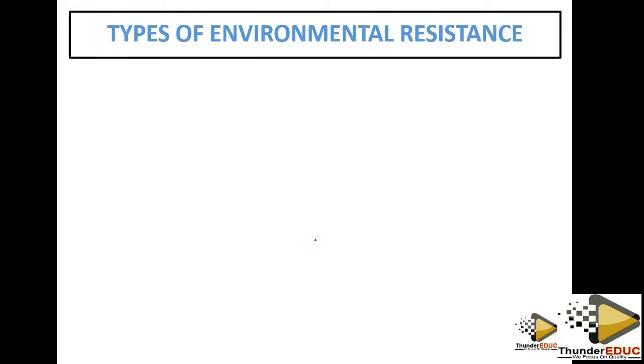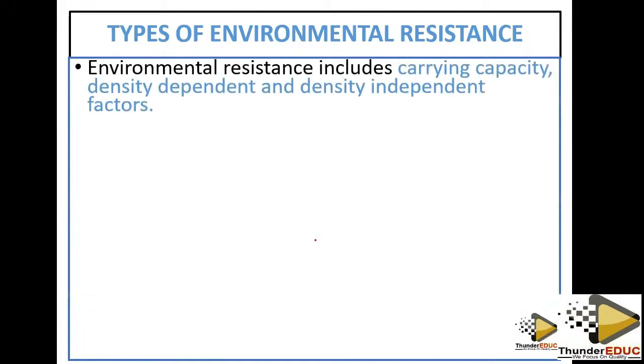So, types of environmental resistance. What are some of the types of environmental resistance? Number one, environmental resistance includes carrying capacity, meaning these are the factors which influence the fluctuation, the increase in the number of individuals in an area. The carrying capacity is the maximum number of individuals an area can accommodate sufficiently within a specific period of time.